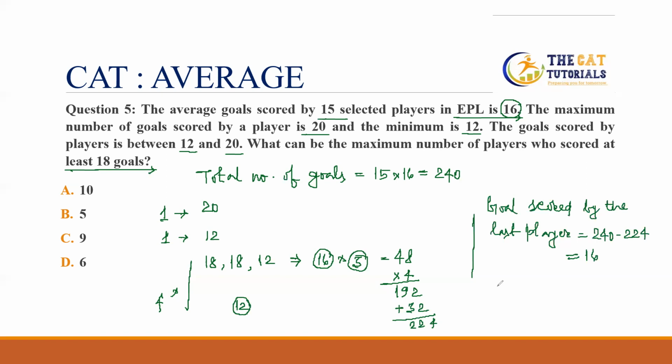So if we have to count the required number of players, the answer will be how much? We have already taken one player who has scored 20, and to it we have to add these 4 pairs, 2 plus 2 plus 2 plus 2. So the answer will be 8 plus 1. So the answer of your question is 9. Option C is the answer of the question.